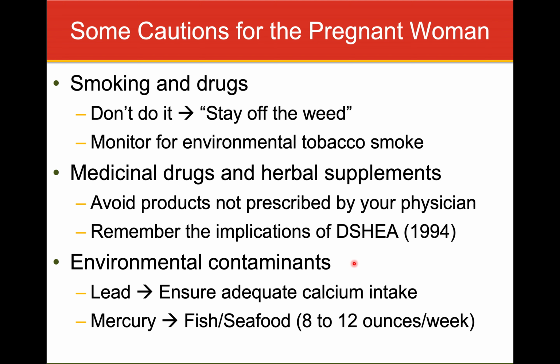The last bit, environmental contaminants. So things like lead and mercury can be detrimental. Lead, if you ensure adequate calcium intake, that can help to offset any intake of lead. For mercury, this is where the concern with fish and seafood occurs. So you can still include seafood and fish 8 to 12 ounces per week.